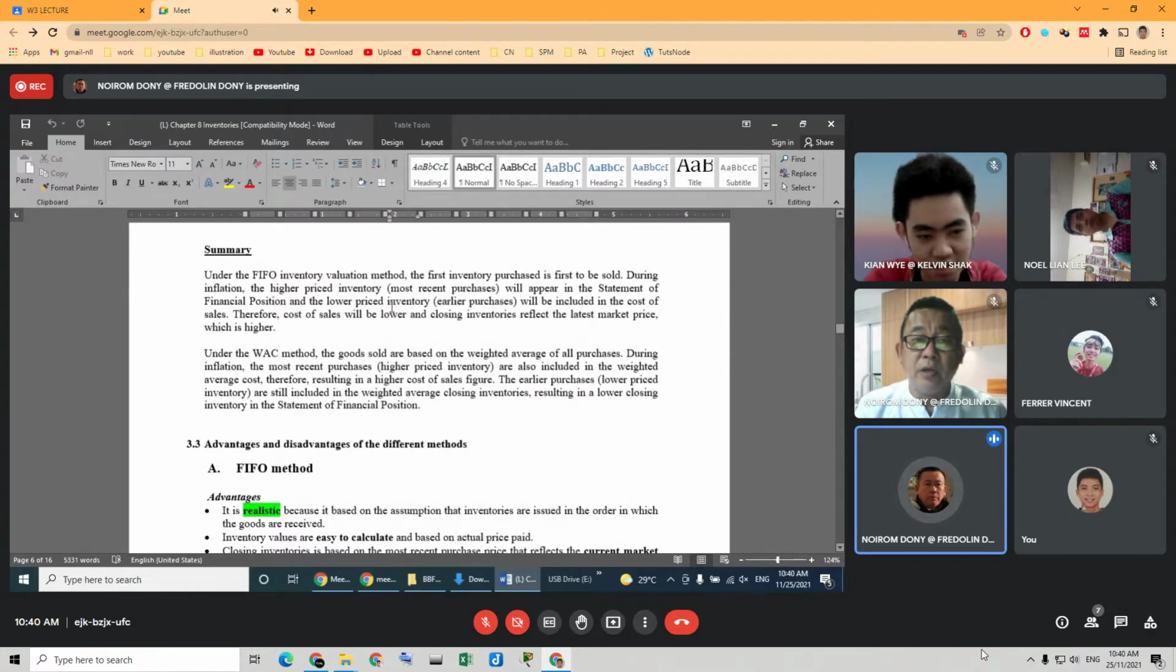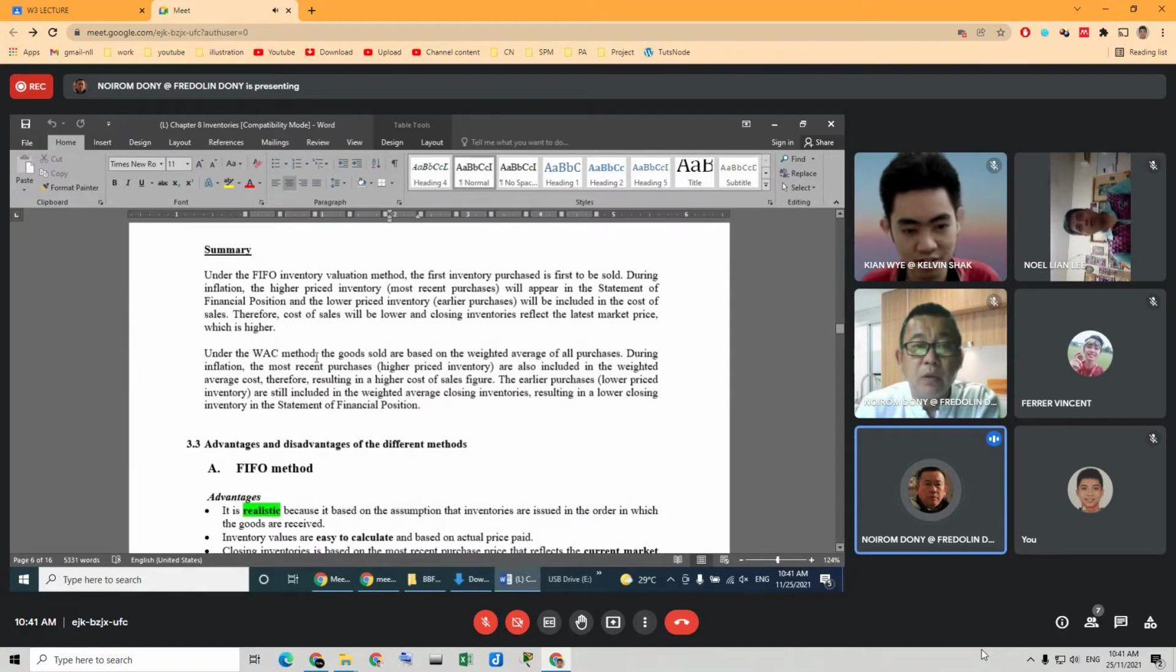So meaning you will have higher inventory in the statement of financial position. And the lower price inventory, earlier purchases, will be included in the cost of sales. So therefore, cost of sales will be lower, and closing inventory reflects the latest market price, which is higher.